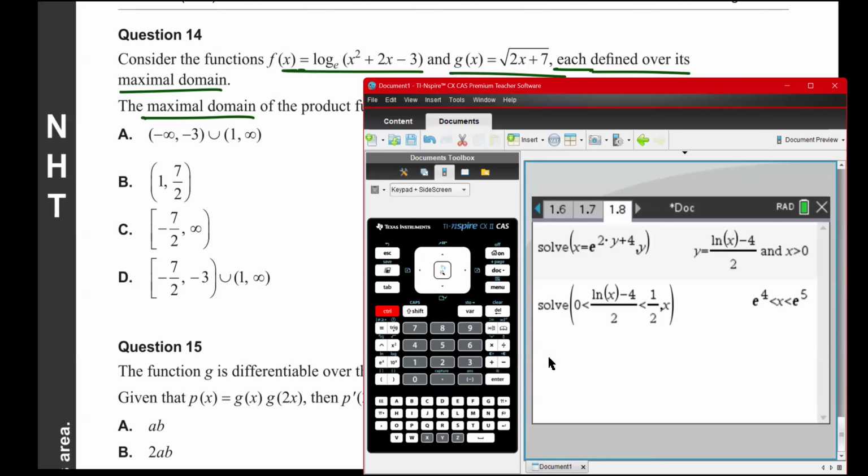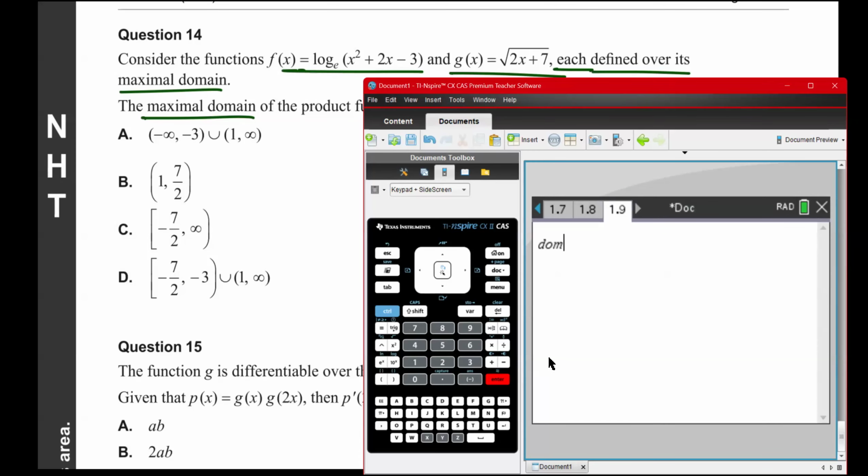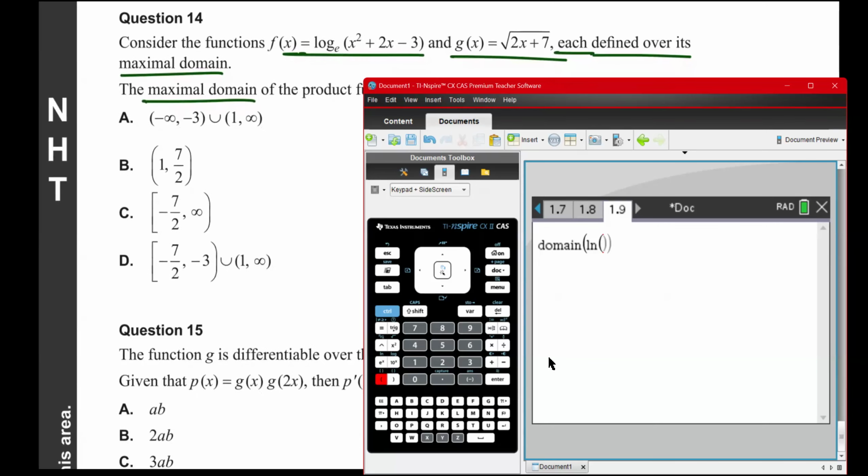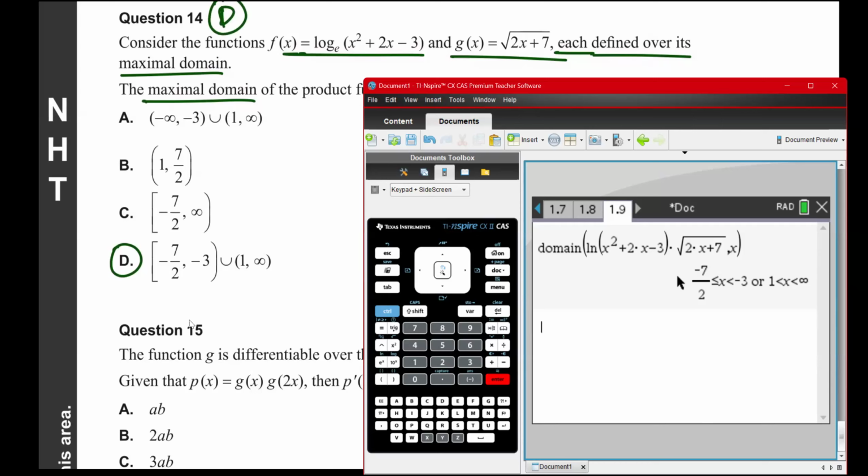Well, this is not a good mathematical practice, but in the exams, the time is precious. You don't want to linger too long on each question. Well, this is from a pragmatic point of view. But when you get to university or higher level studies, you probably need more understanding than just getting the marks. So you have -7 on 2, less than or equal to x, less than -3, or 1 to infinity, which means option D is the correct answer. Lovely.